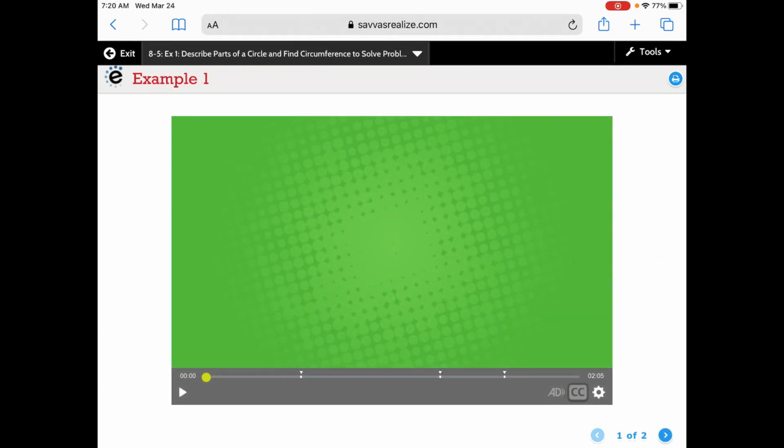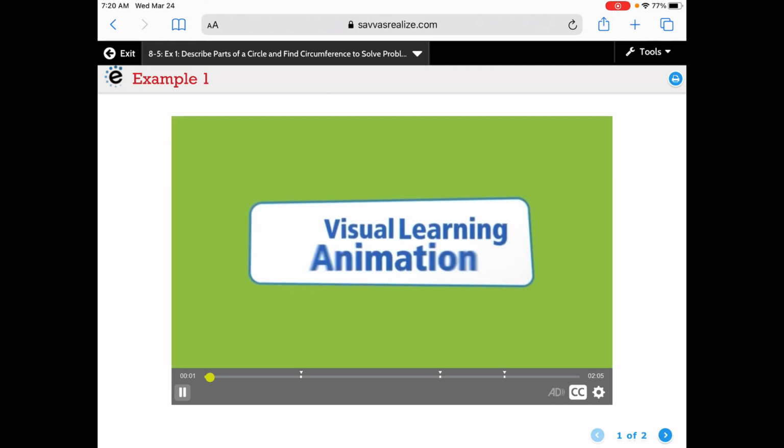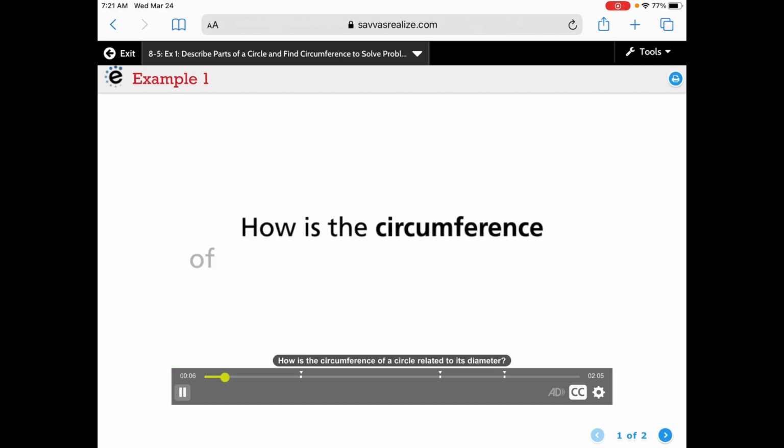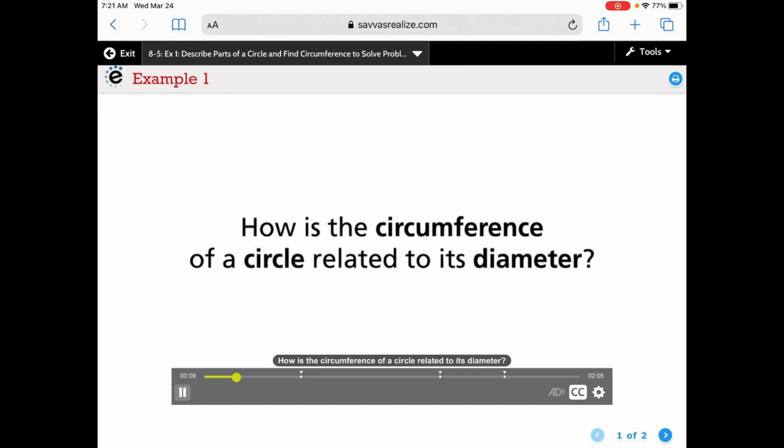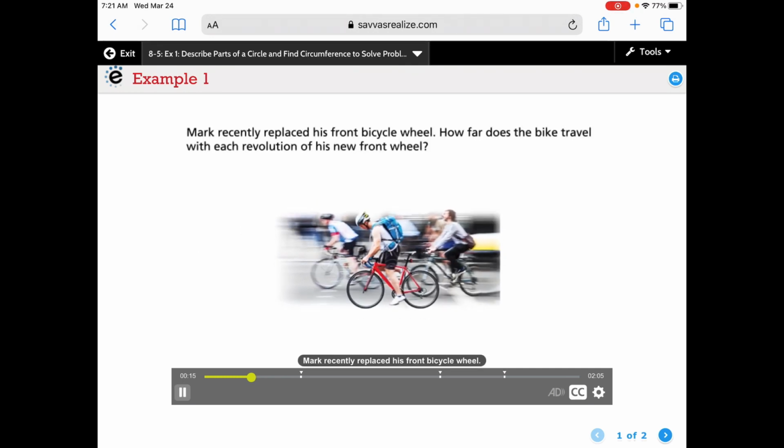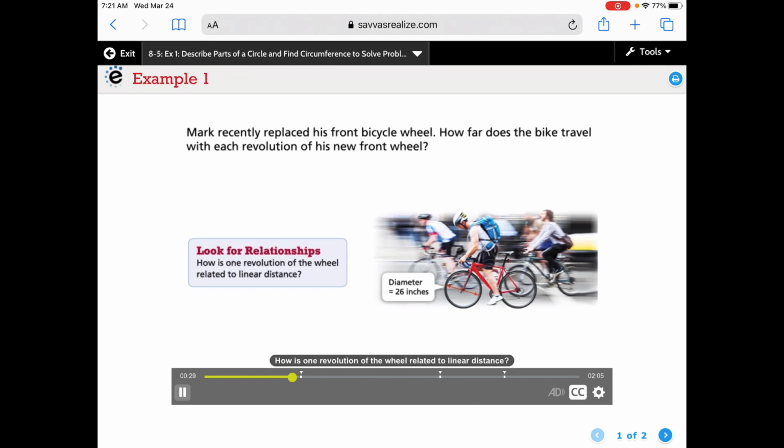Alright, please turn over to page 458 and follow along. How is the circumference of a circle related to its diameter? Think about this question during the lesson. Remember, circumference is around the outside of the circle, like perimeter. Diameter is across the circle. Mark recently replaced his front bicycle wheel. How far does the bike travel with each revolution of his new front wheel? The diameter of the wheel is 26 inches. How is one revolution of the wheel related to linear distance?